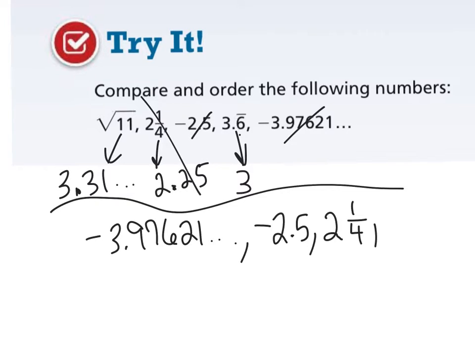Our 3.6 repeating, if it helps you, you can go ahead and put some other 6s after the decimal there. But basically, looking at our last 2 numbers here, just look at the tenths spot. The lower tenths spot is the 3.31 whatever, which was the square root of 11. And then that'll leave the 3.6 repeating to be the biggest number in that group.